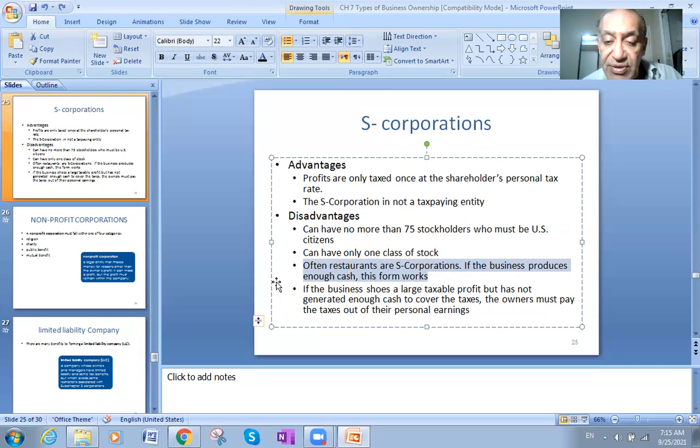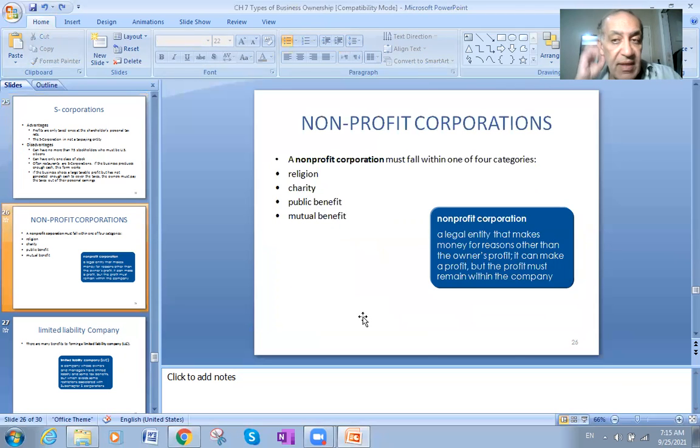If the business shows large taxable profits but has not generated enough cash to cover taxes, the owner must pay the taxes out of their personal earnings. So this is one of the points which is not nice in corporations. Okay, we go now to a non-profit corporation.